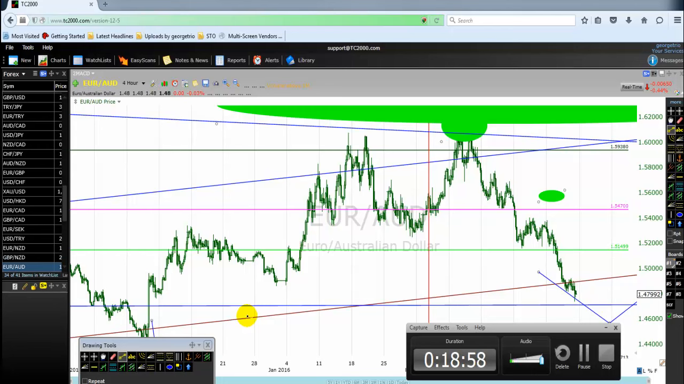This is about FX proprietary trading, the Euro Australian dollar, talking about the long-term equilibrium price level, 154.70 for the Euro Australian dollar.